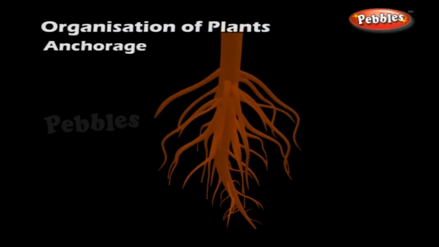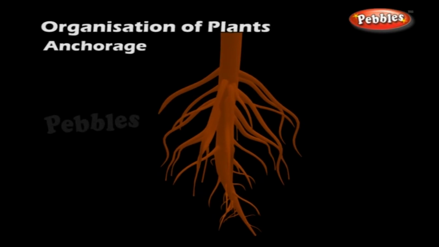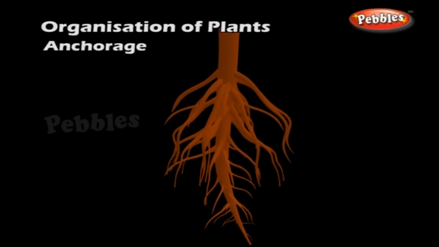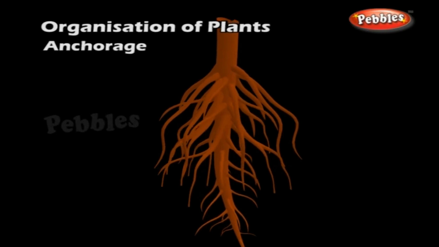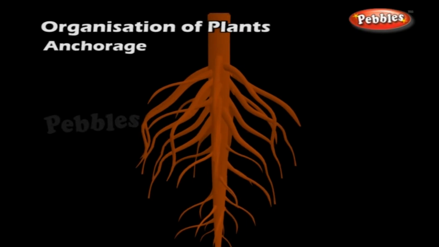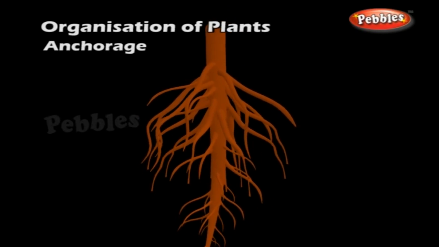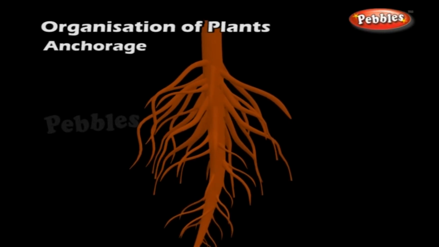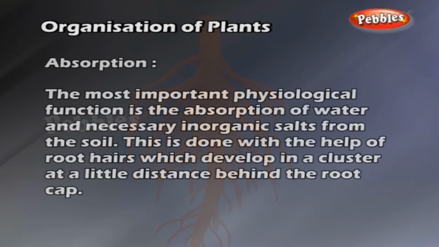Functions of roots. Anchorage. The mechanical function that the root performs is the fixation of the plant to the soil. The main root goes deep into the soil and the lateral roots spread out in different directions. So, the root system as a whole anchors the plant.